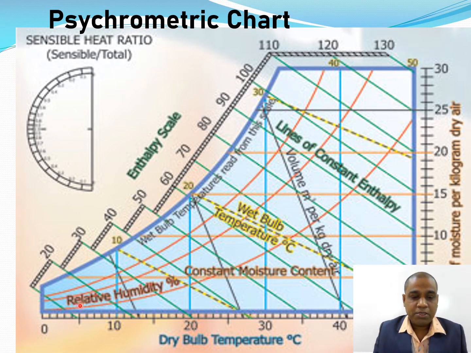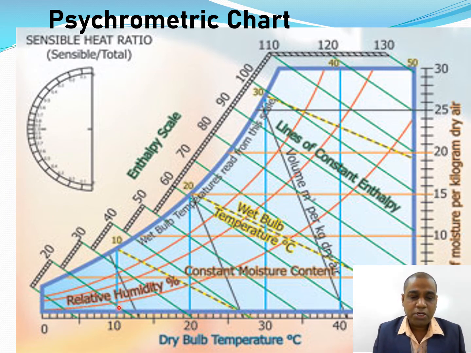Then relative humidity. This curved line is a relative humidity line. The relative humidity is always expressed in percentage. Suppose 10%, 20%, 30%, 40%. This is the relative humidity. Suppose again this line is also relative humidity. Each line represents a particular percentage of relative humidity.